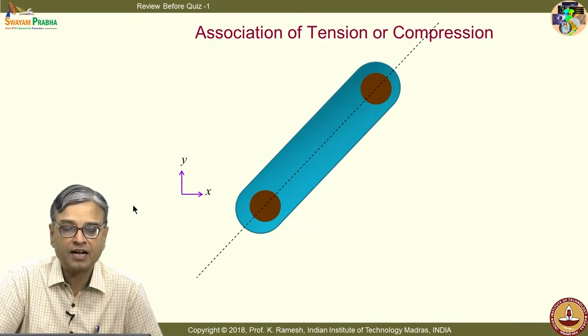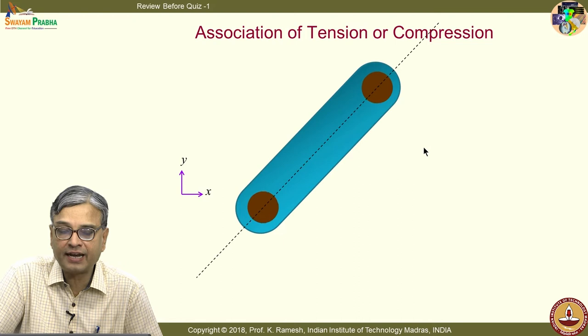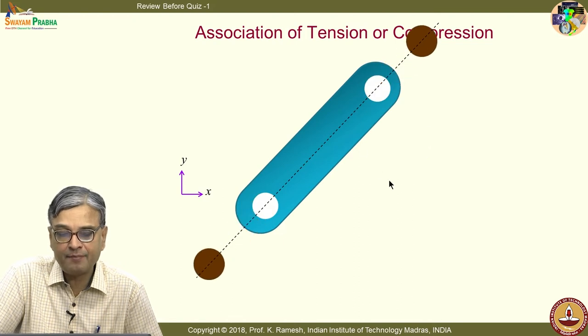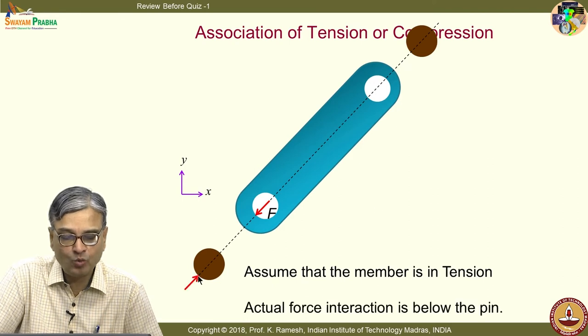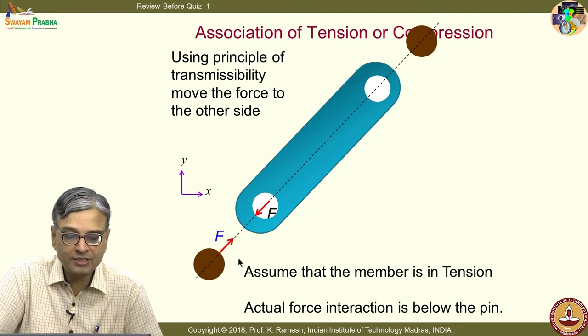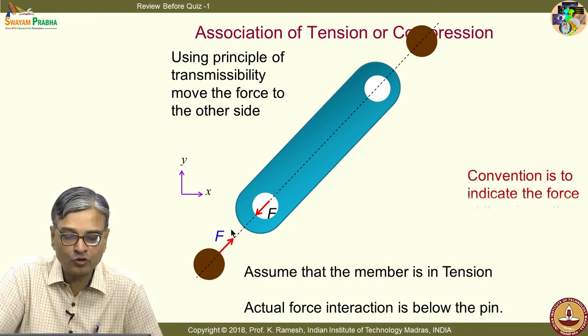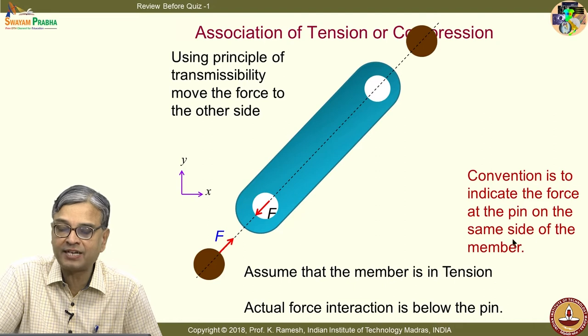And we have also discussed how to associate the member force as tension or compression. And we discussed at length that when I have a pin at a highly magnified perspective, you will have a clearance. And if you assume that the member is under tension, the force interaction has to happen here and here so that this member is under tension. But if you analyze the pin, you would naturally put the force like this. And I said engineering is one profession where you use convention. If you use this kind of an approach, then I should put this force interaction only in this direction, indicating the force at the pin on the same side of the member.